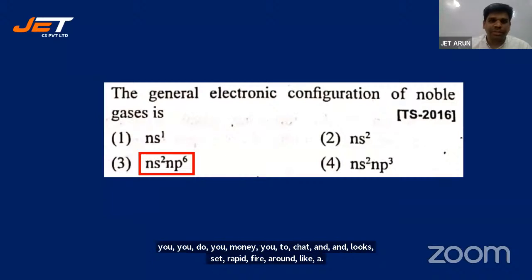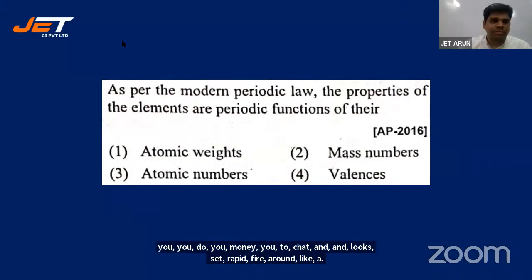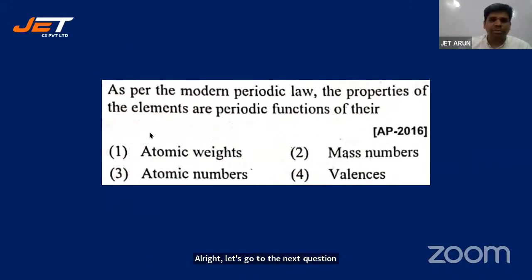All right, let's go for the next question. As per the modern periodic law, the properties of the elements are periodic functions of their atomic weights, mass numbers, atomic numbers, valencies.